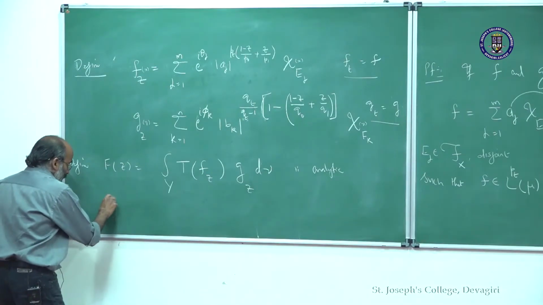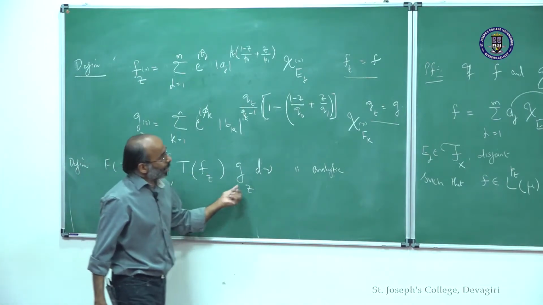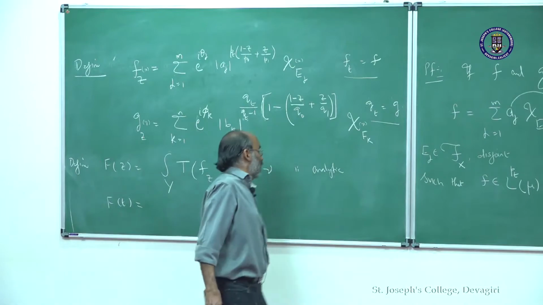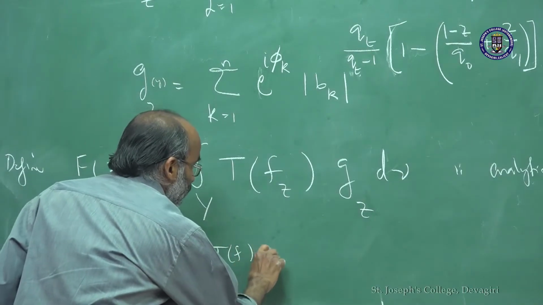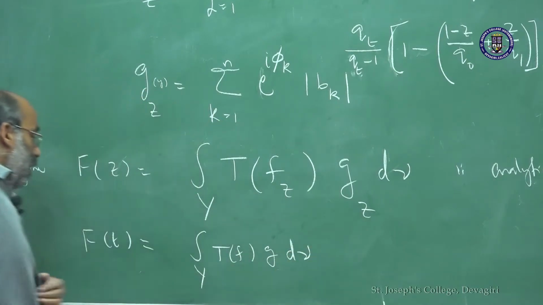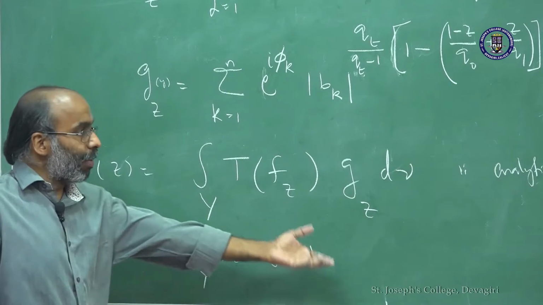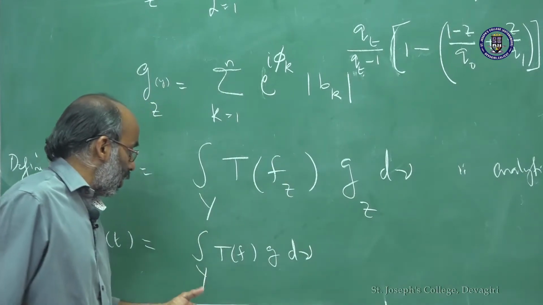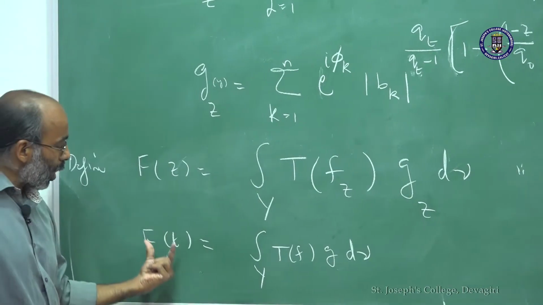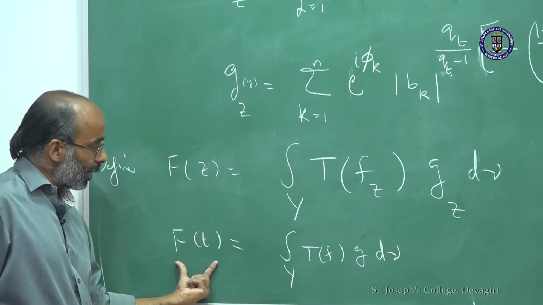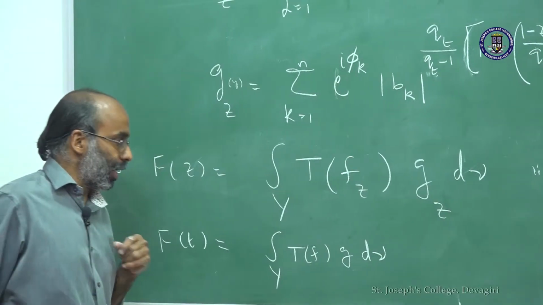And F of t, what is F of t? It is the integral of T f_t times g_t, remember f_t and g_t are the given functions. So this is simply the integral over Y of T f times g. So what do we need to show? We need to show that this is bounded by a constant. That is what we want to do. So we need to show that this holomorphic function has the bound mod F(t) less than or equal to whatever bound we want there, which is coming from the three lines lemma, okay.